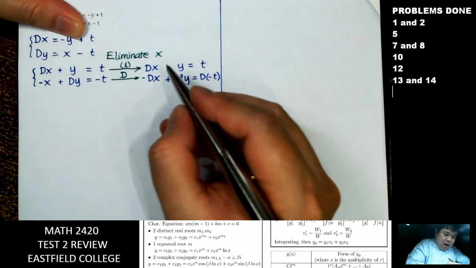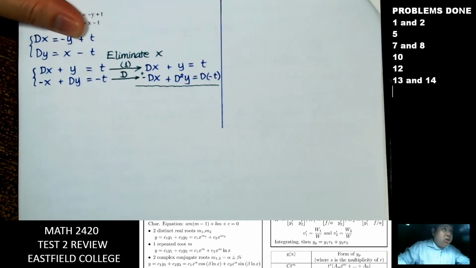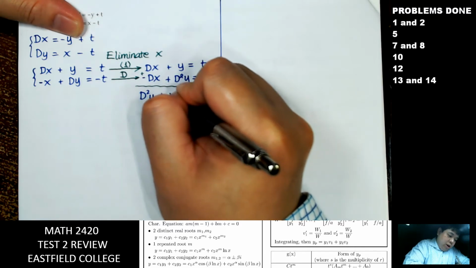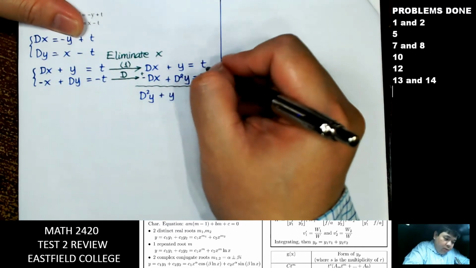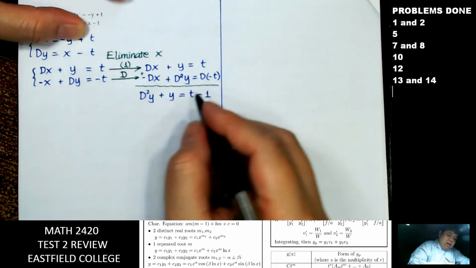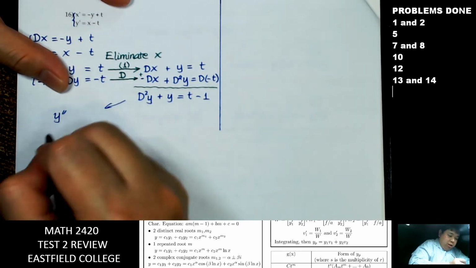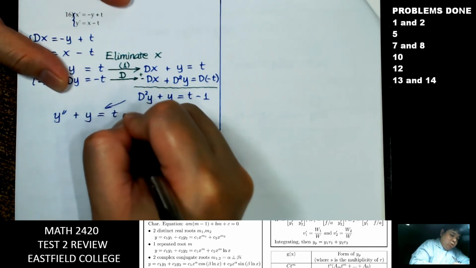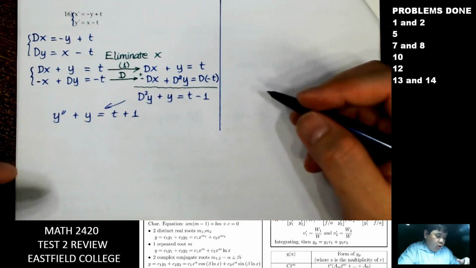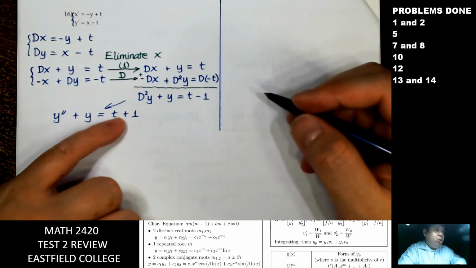And here we will add side by side. dx cancels out. We have d squared y plus y equal to t. Derivative of negative t is minus 1. So we have that, which will turn into y double prime plus y equal to t plus 1. This is a non-homogeneous equation. We just find the auxiliary equation, complementary solution, and then solve for the particular solution where it's t plus 1.